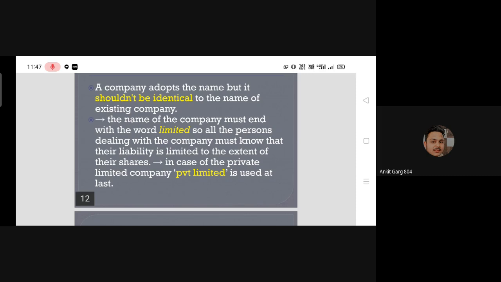So all the persons dealing with the company must know that their liability is limited to the extent of their shares. In case of a private limited company, Private Limited is used at the end. So it is written that if we want to form a private limited company, at the end of the name of the company, the words Private Limited should be used. And if we want to know the liability of the members, it is just limited because we have used the words Private Limited. So the liability of the shareholders is limited to the extent of what they have contributed in the business.